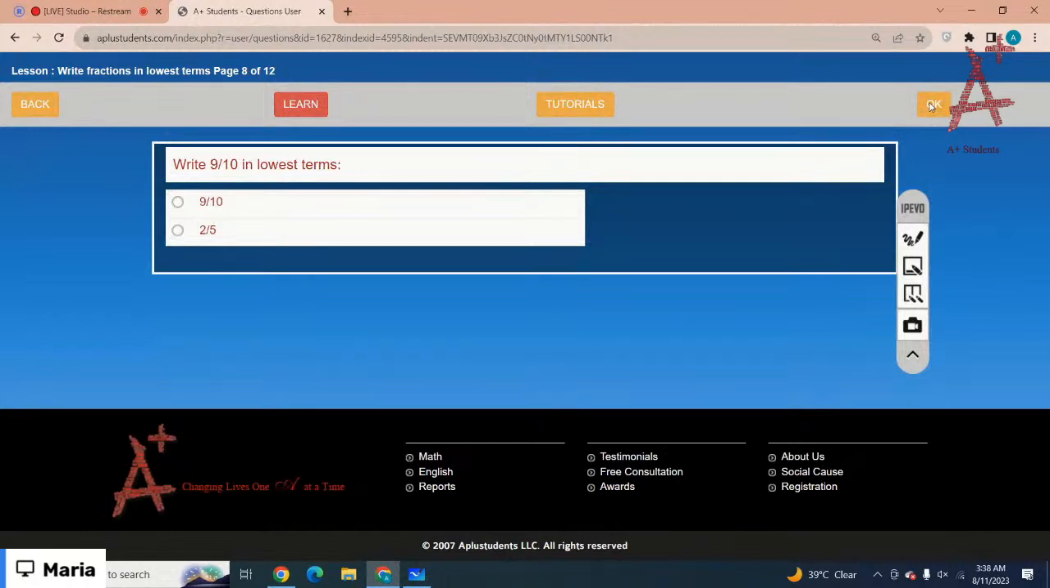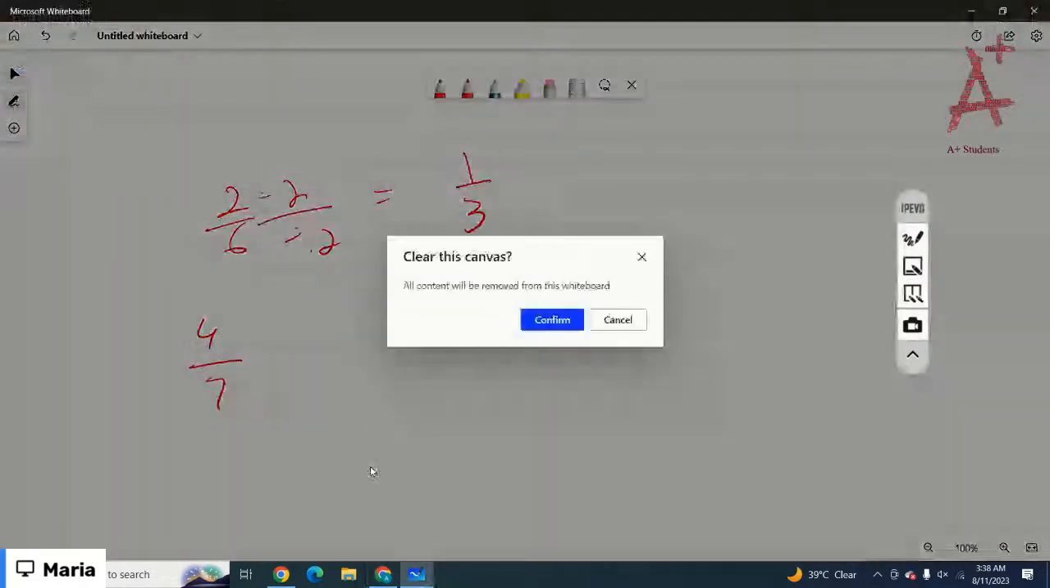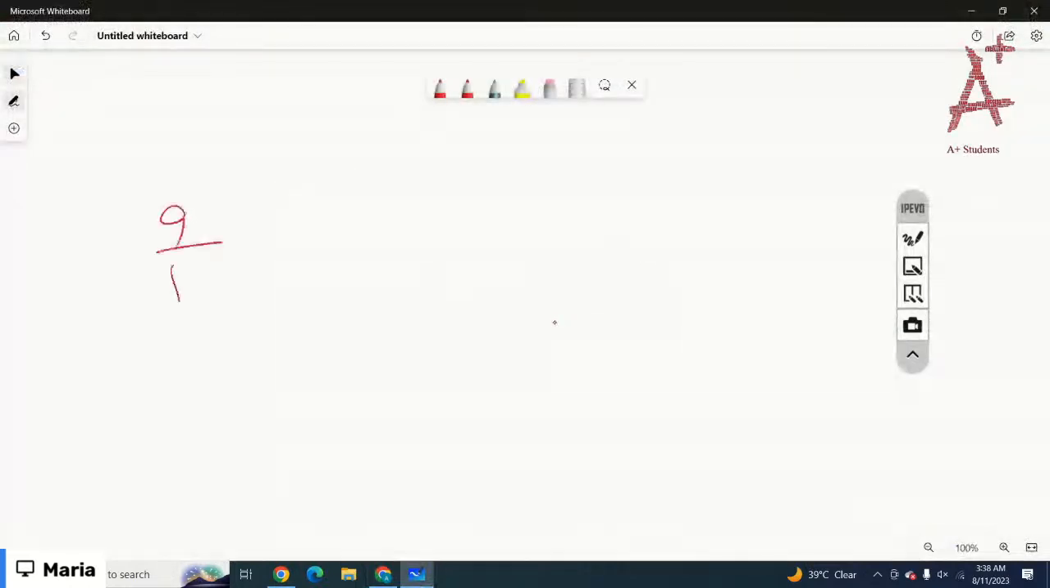Okay, the next one is write 9 by 10 in lowest form, lowest term. What happened? 9 over 10. So which is the common number that can divide both numerator and denominator? Yes, they are already. No, 2 by 5. How? 3 times 3 is 9, but 10 is not divisible by 5.